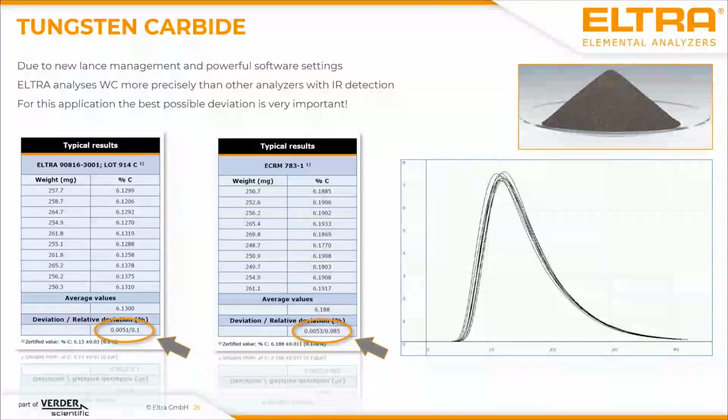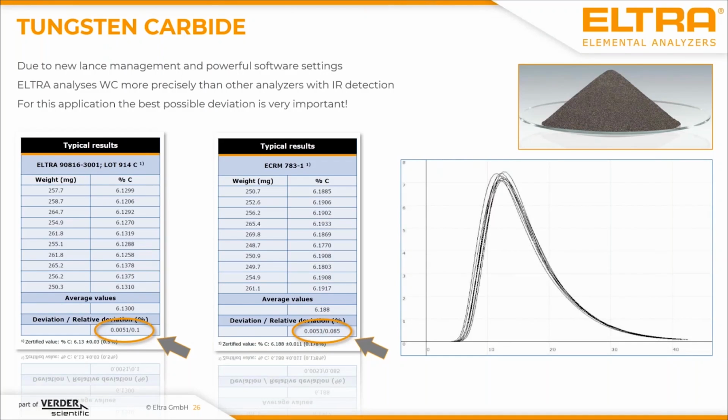I will start with tungsten carbide. Tungsten carbide is not a metal, of course, it's a carbide. It's a metal compound, but it is one of the steps in tungsten production.